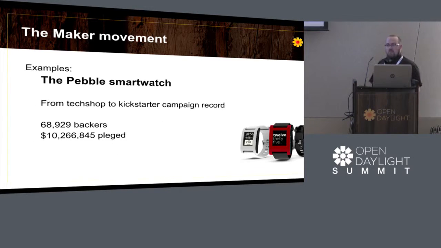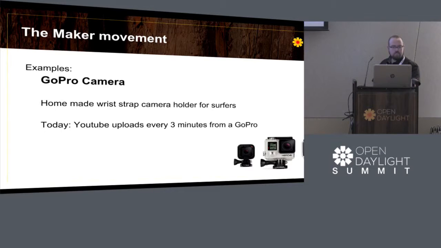The Pebble watch, you probably heard about it. That was built in a tech shop by some guy tinkering around, and it became a huge business, a $10 million business on Kickstarter. Another one, the GoPro camera. The guy was actually a surfer. He wanted to film himself on the water, so he was designing a wrist strap to hold a camera. Today his idea became an actual camera, and every 3 minutes, as we speak right now, a new GoPro video goes on YouTube.